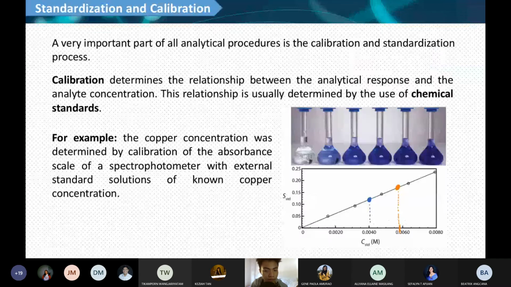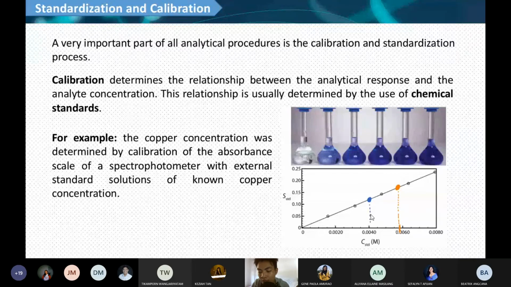When analyzing the concentration of your analytes, you may want to do the standard calibration technique. Calibration means you are establishing the relationship of your instrument response with the concentration of your substances. Once you establish the relationship between the two, the instrument response and the concentration of your substance, then you can come up with this curve. We call that the calibration curve.